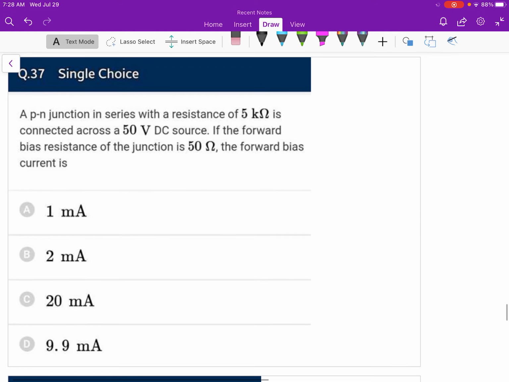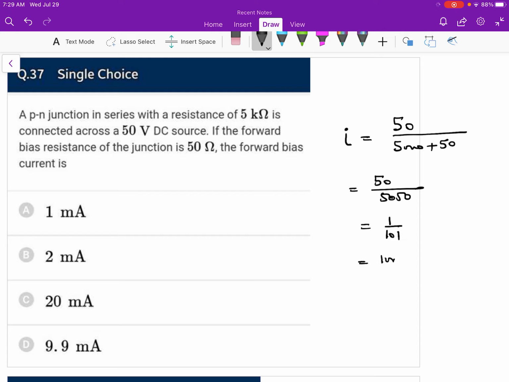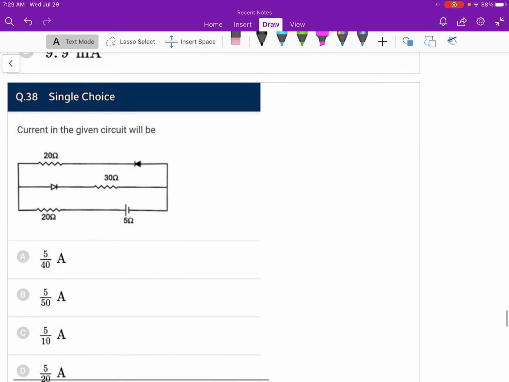PN junction in series with a resistance of 5 kilo ohms connected to 50 volt DC. If the forward bias resistance of the junction is this, the forward bias current is, so current is voltage applied, which is 50, upon resistance, which is 5000 plus 50, so that is 50 upon 5050, so that is 1 upon 101, so that is 1000 upon 101 milliampere, roughly 9.9 milliampere. So D is the correct option.